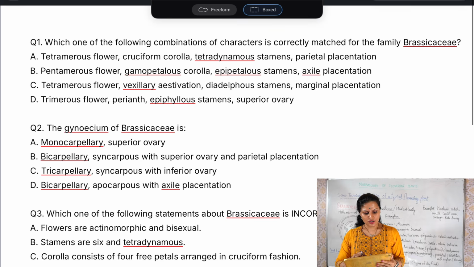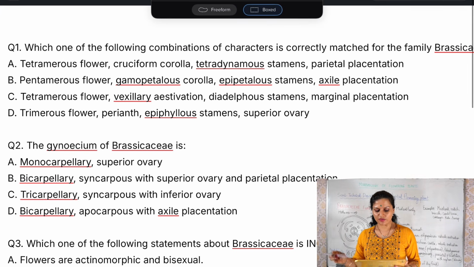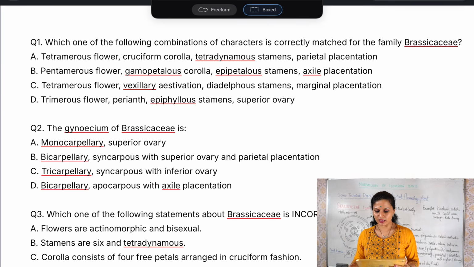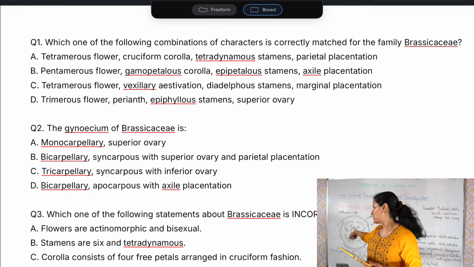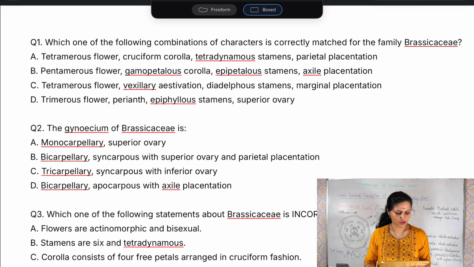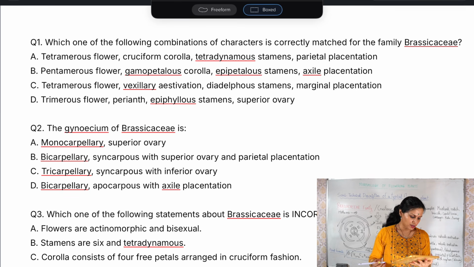Now let us solve these questions. Which one of the following combinations of characters is correctly matched for the family Brassicaceae? So that will be tetramerous flower. Is this a tetramerous flower? Yes, it is. You see that the calyx and the corolla are in multiples of 4. So whatever is written here, pentamerous and tetramerous will be eliminated. Then is it a cruciform corolla? Yes. Tetradynamous stamens, parietal placentation, option A is correct.